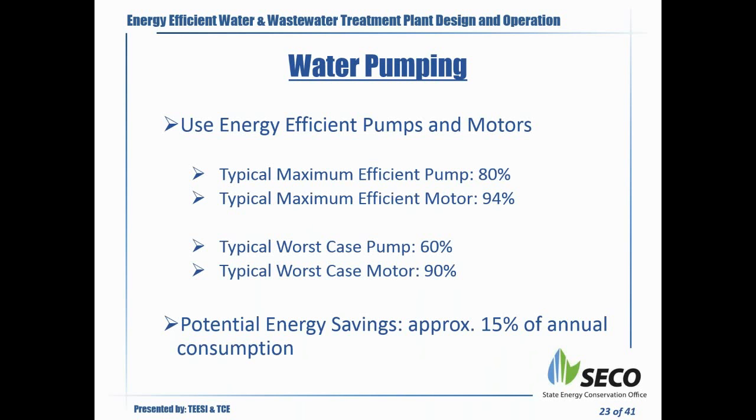Typically, we've found that the maximum efficiency pump for water is in the 80% range, and the maximum efficiency motors are in the 94% range. Worst case are normally around 60% for a pump and 90% for a motor. And what we found is when your pumps are nearing the end of their useful life, it is best to consider replacing them with high efficiency pumps and motors. The cost is going to be just a little bit more, but you'll realize a savings of about 15% of your annual energy consumption.